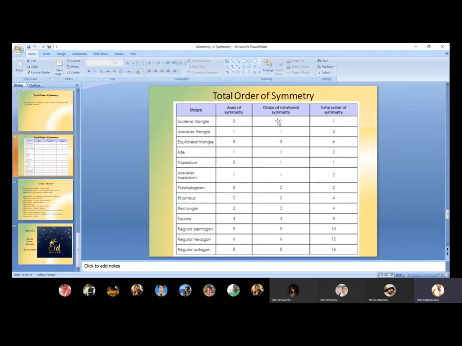Sometimes students make mistakes over there. So isosceles triangle, have a look. For an isosceles triangle, line symmetry is 1, rotational symmetry is also 1, but the total order of symmetry is 2. Equilateral triangle, rotational symmetry is 3 and line symmetry is 3. The total is 6. So this information is given for all of them. You can see the video later on.